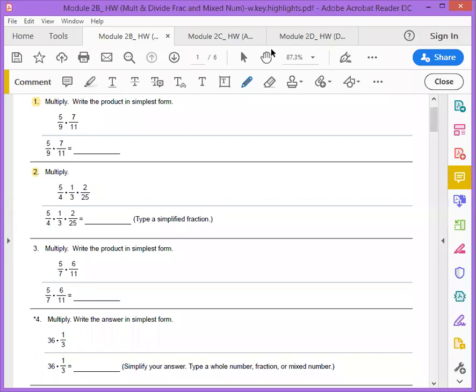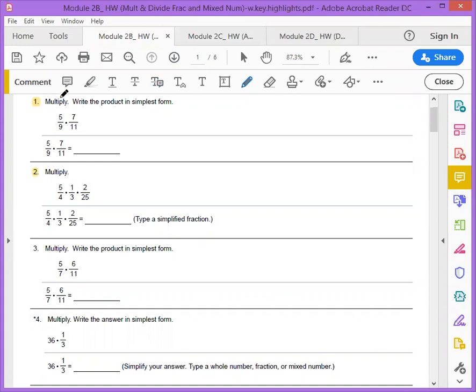All right, everyone. This is Dr. Baker, and today this video will work with Module 2B problems. Module 2B for the course MAT0022 deals with multiplying and dividing fractions and mixed numbers. We will start with number 1 and continue with the highlighted problems.